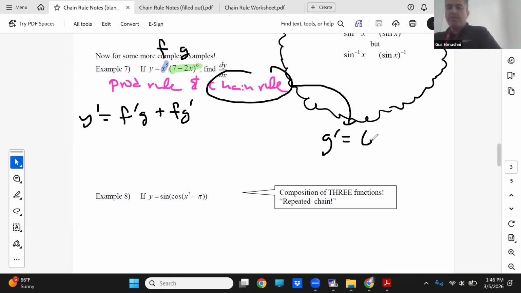If we do it off to the side, you have 6 times 7 minus 2x raised to what power? And what's the derivative of the inside? Right. If we clean it up just a tad, that might be a good idea.